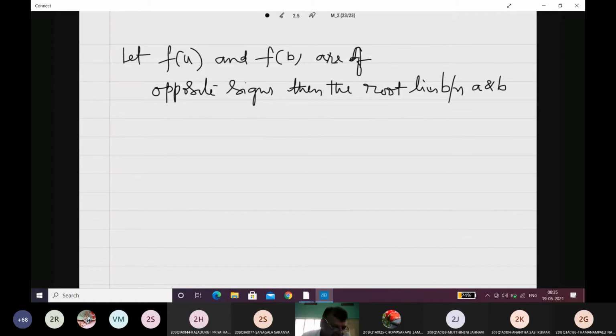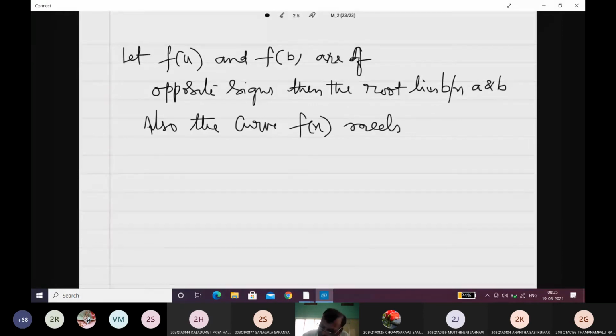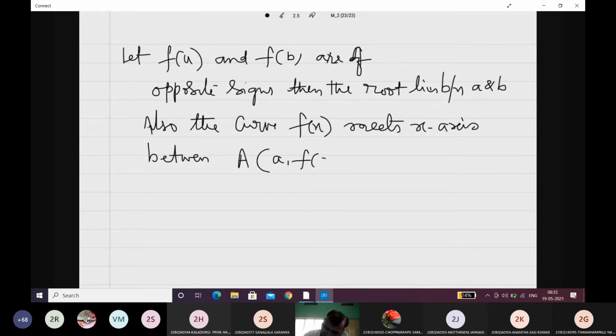And also the curve f of x meets the x-axis between them. And what is point A? It is a comma f of a, and B is b comma f of b. These points.